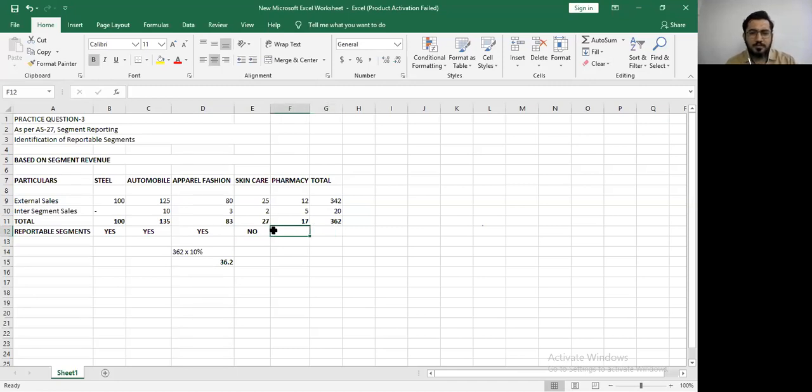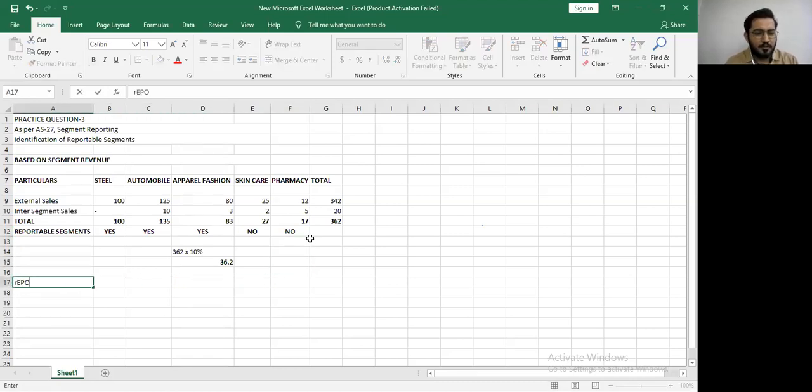Come to the next one. What about pharmacy? Are separate disclosures required for pharmacy? Again, no. Your 10% criteria asks for 36.2, but you have only 17, so no disclosures required.